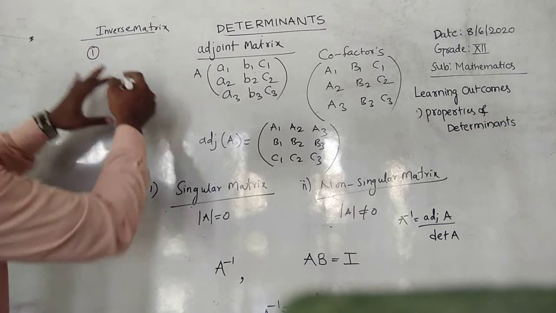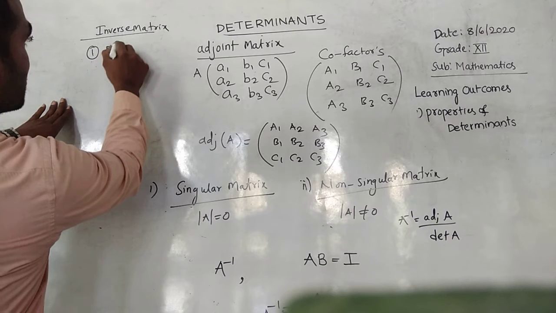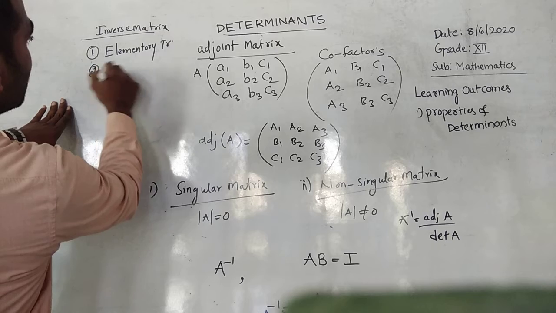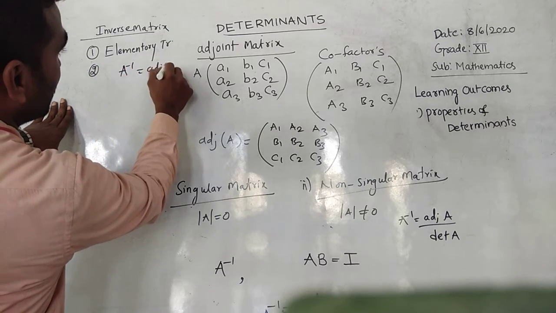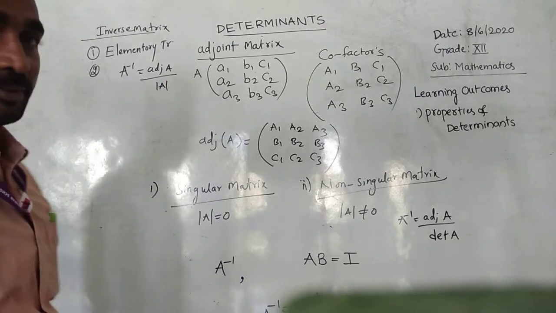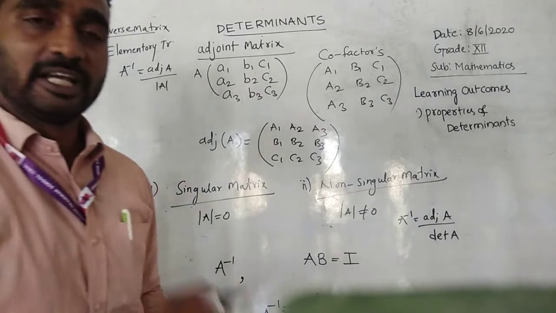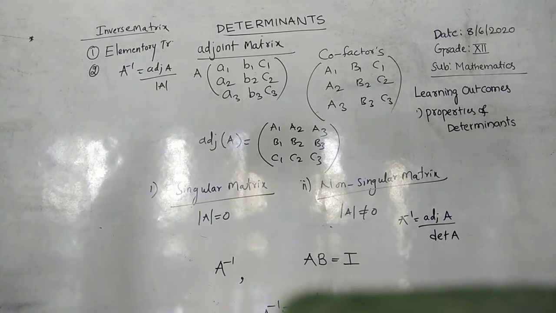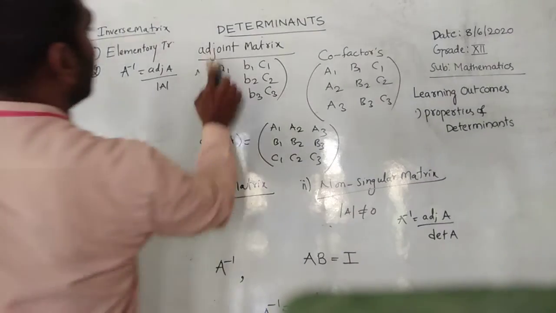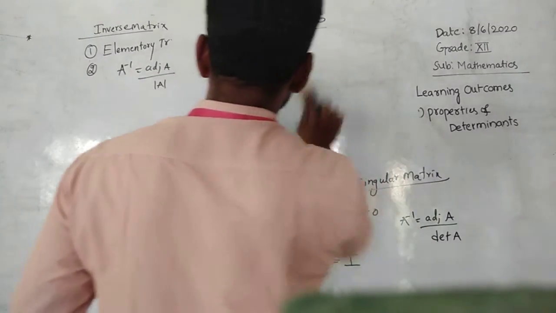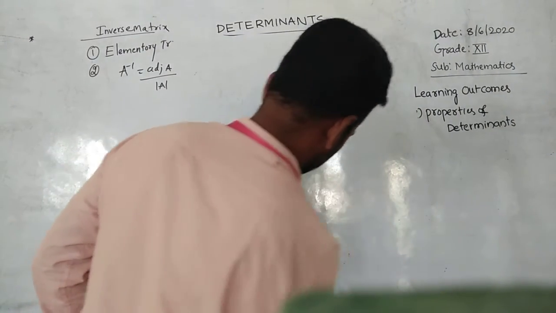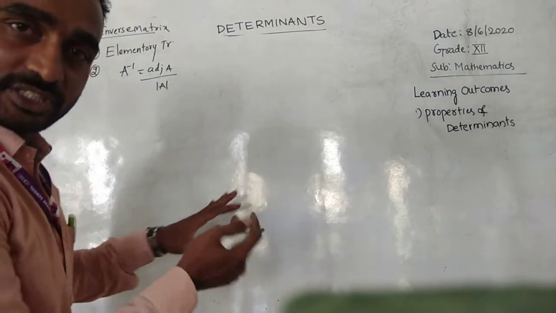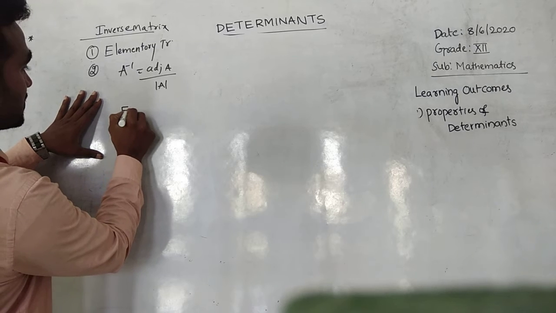There are two methods. First one is by using elementary transformations, and second one, A inverse is equal to adjoint A by det A. So first we will apply elementary transformation method, thereafter we will find the adjoint and det A. See, what is meant by elementary transformations? Just I am giving elementary transformations.